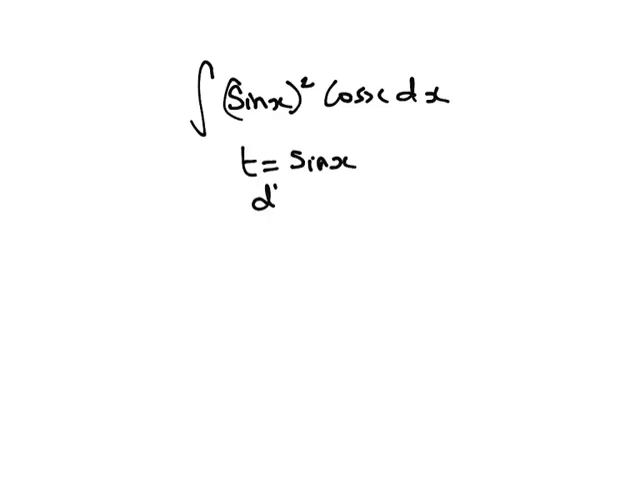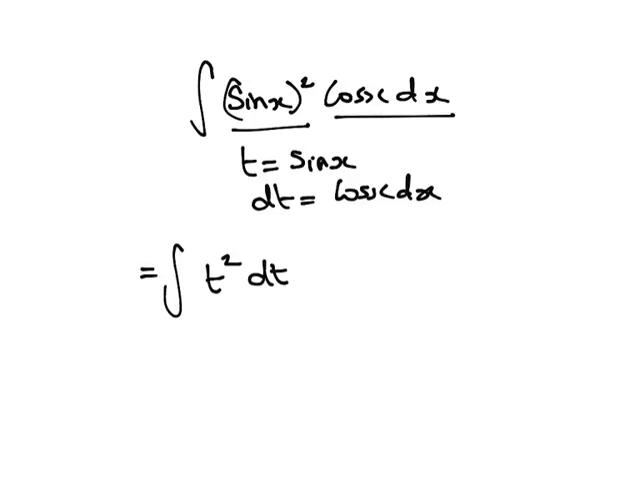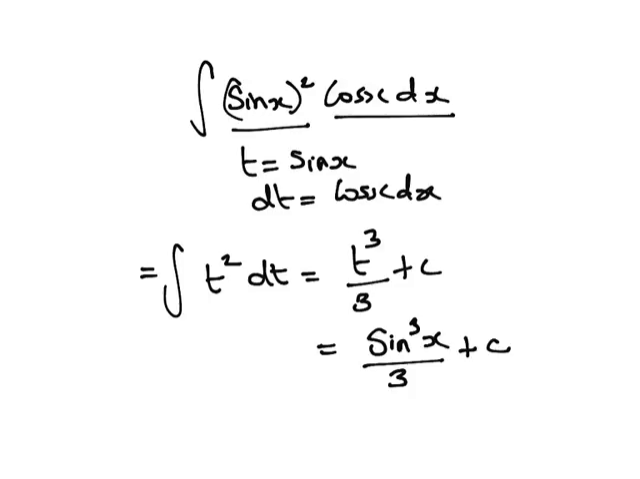Okay, let me take the problem again. So integral of sin x the whole square into cos x dx. So I'm going to take t as sin x, so dt will be cos x dx. So I can rewrite this integral as t square dt. So it is very simple. The integral is t cube by 3 plus c, which is nothing but sin cube x by 3 plus c. Okay, so this is quite simple.